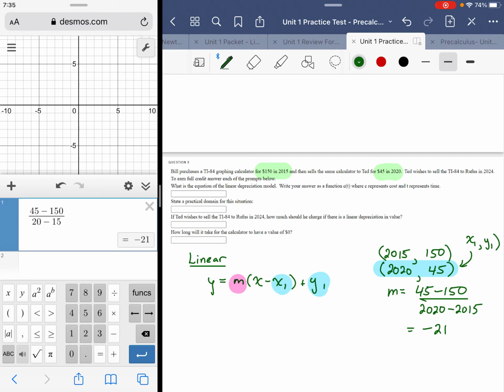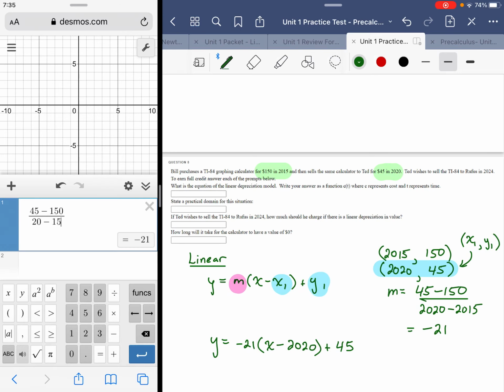So y equals negative 21 x minus 2020 plus 45. When you're writing the equation of a line, your x1, y1 is a point that you know is on the line. It does not matter what that point is as long as you know it's on the line.